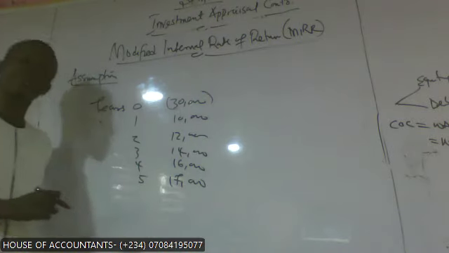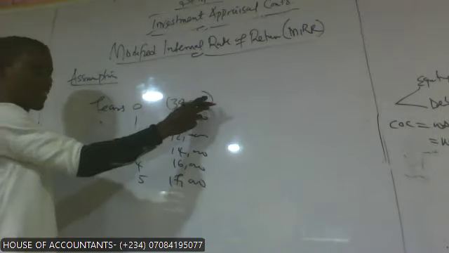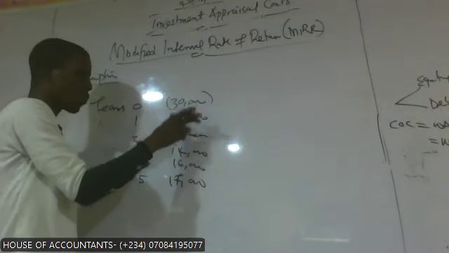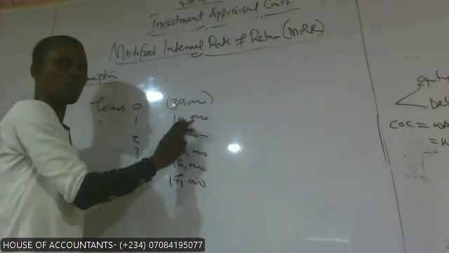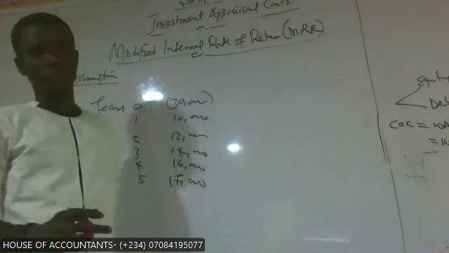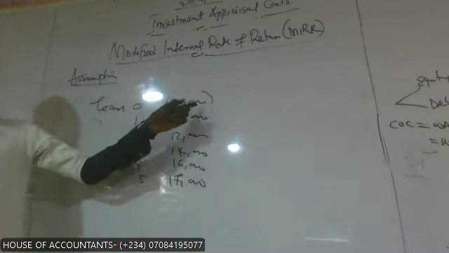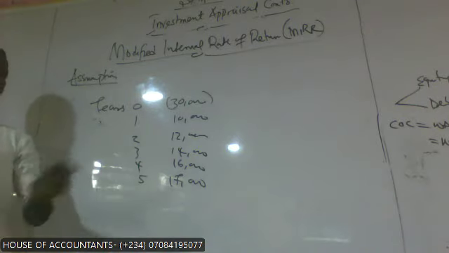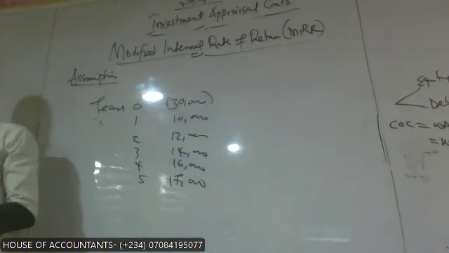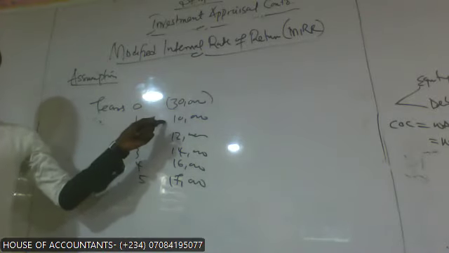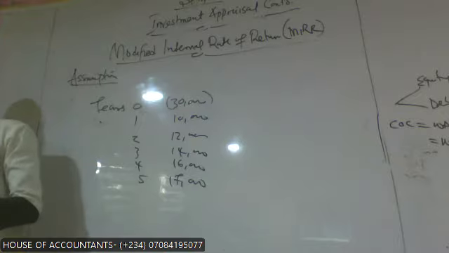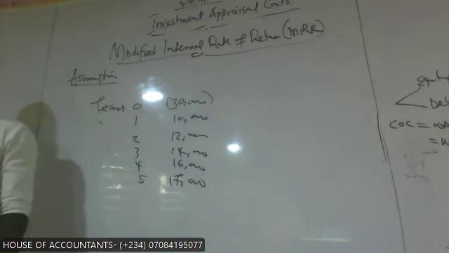Let's say the project is for 5 years. This is the outflow. These are the returns. When you get this return, what do you do with it? A project is a 5-year project. You spend 30,000 naira to invest. In year 1, you get 10,000. That 10,000 that you get in year 1, what do you do with it? You go and keep it under your pillow or what?